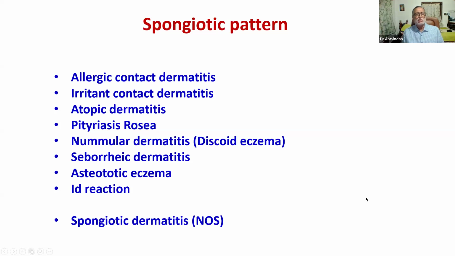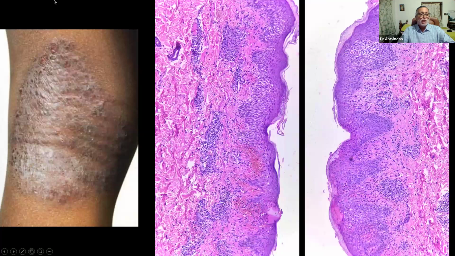There are many conditions which can give rise to a spongiotic pattern of disease: allergic contact dermatitis, irritant contact dermatitis, atopic dermatitis. These are some of the most common skin conditions. Roughly between 5 to 10% of the population in the world are affected by one or other of these conditions sometime or the other. So this is a typical eczematous lesion. You find spongiosis here, so you know that this is a spongiotic dermatitis.